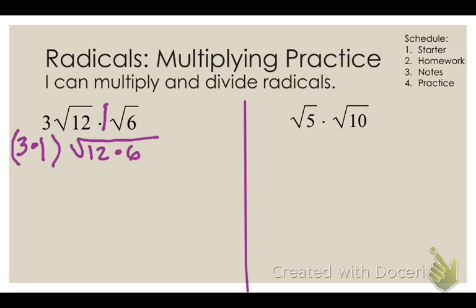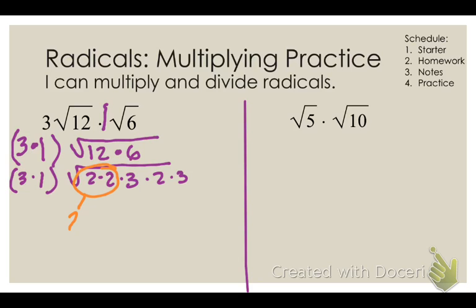My next step is to factor out my numbers. So I rewrite what my coefficients are, and then I factor things out, and I have 2 times 2 times 3 for 12, and 6 is 2 times 3. Now I look to see if I have any doubles, and I have the square root of 2 times 2. We know that that's a whole number of 2. And then here I have the square root of 3 times 3, and that's a whole number of 3.